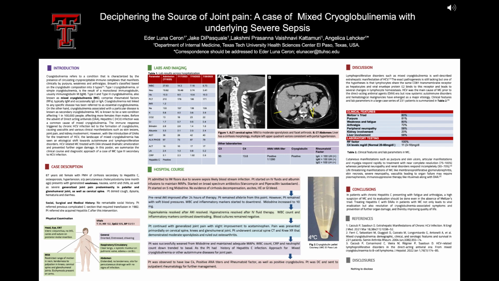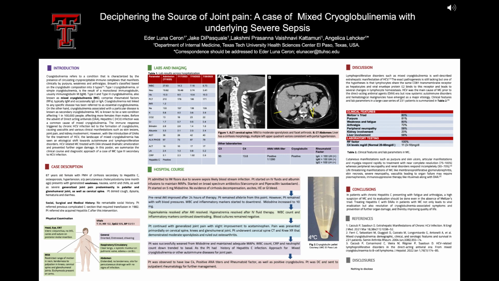Prerenal AKI improved after 24 hours of therapy, and the patient remained afebrile from this point. After 72 hours, the patient was successfully weaned off midodrine and maintained adequate systolic blood pressures. WBC count, CRP, and neutrophil count downtrended to basal. However, the patient continued with generalized joint pain with slight improvement with acetaminophen.